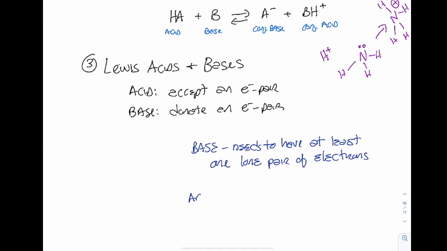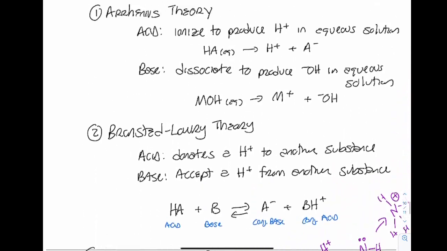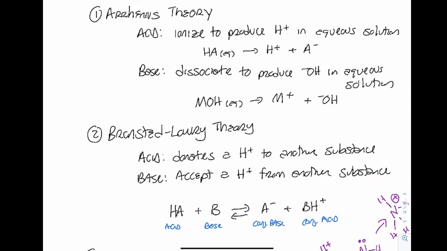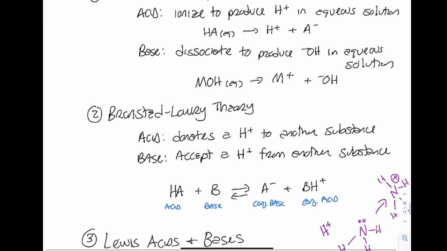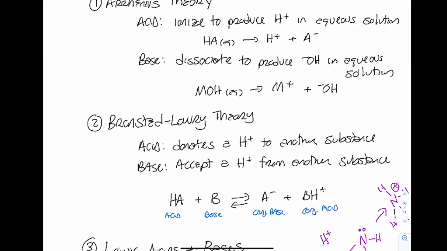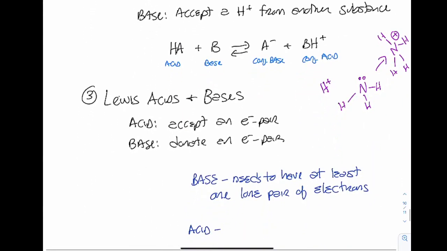My acid no longer needs to have a proton, right? If we go back up, my Arrhenius acids are going to produce a proton. My Bronsted-Lowry acids are going to donate a proton. So Bronsted-Lowry acids and Arrhenius acids are essentially the same thing, right? If it's a Bronsted-Lowry acid, it's also an Arrhenius acid, but it's not always going to be a Lewis acid anymore. I no longer need a proton. I just have to be able to accept an electron pair. Often it does have one, it just doesn't have to.